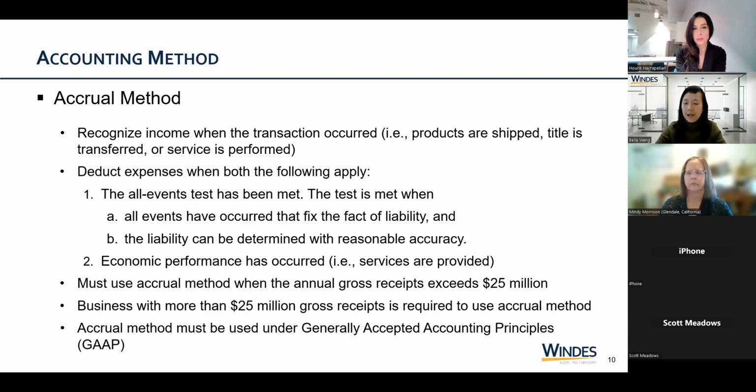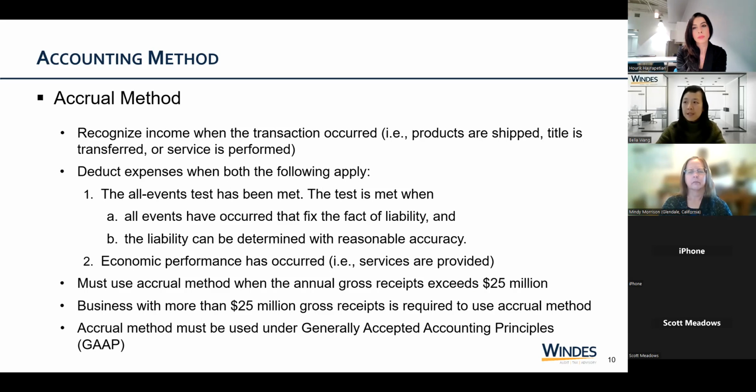So the difference between cash method and accrual method is that with the accrual method, you recognize income when it's earned, even though you haven't received the payment yet. For example, if you are selling widgets and you already shipped the product to your customer, they haven't received it yet, and you have a 30-day term with your customer, so they're not going to pay you until 30 days later. If you are using an accrual method, then you do have to recognize the income when the product is shipped to your customer.